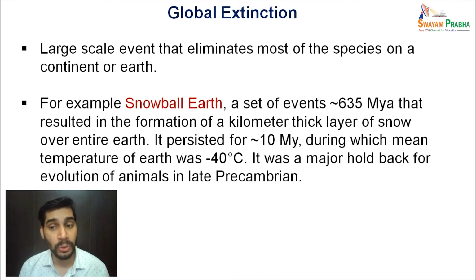It was a major holdback for evolution of all the animals in the late Precambrian period. So you can assume what could have been the level of extinction during this period. The thick layer of snow which persisted for almost 10 million years could have resulted in the loss of most of the species on Earth during that time. And that is why we call this extinction event the global extinction event.